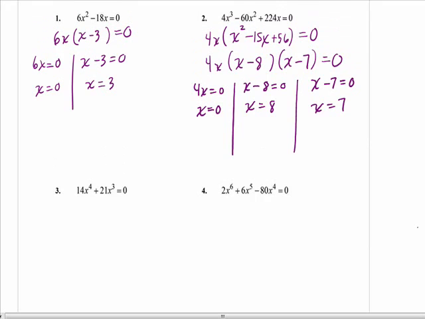All right, Casey, what do you think I should do on number 3 first? Factor out 7x to the third. I agree. Factor out a 7x to the third, one set of parentheses, and you have 2x plus 3 left, right?